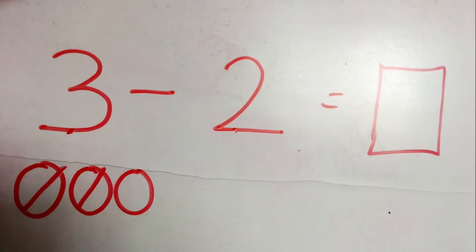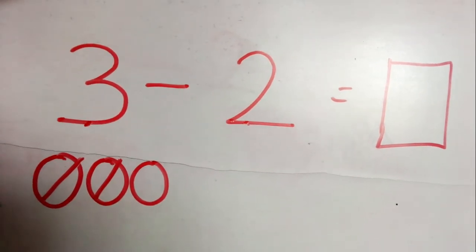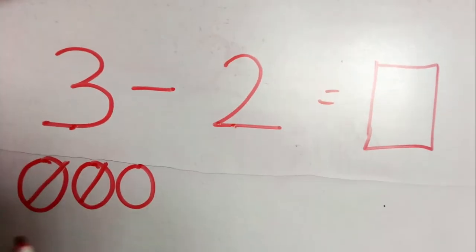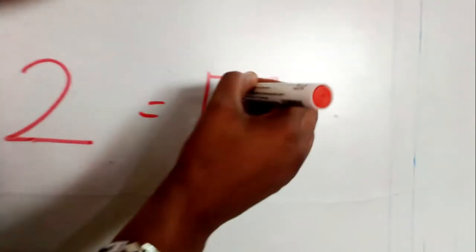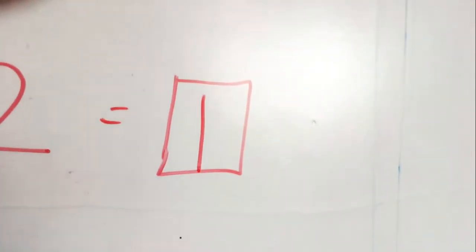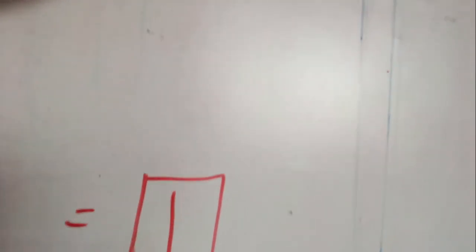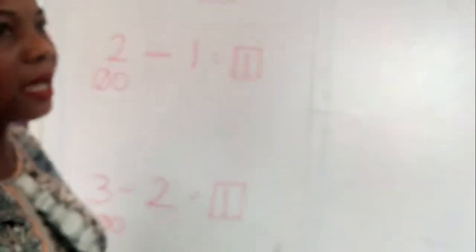So let's look at the remaining counter that is not cancelled. 1. So how many is remaining? 1 is remaining. I put my number 1 in the box. That is for horizontal subtraction. Now we're going to subtract our numbers vertically. Example 3. Subtraction of numbers vertically.